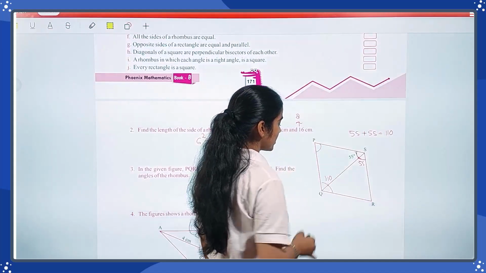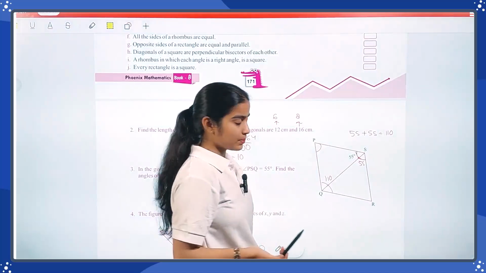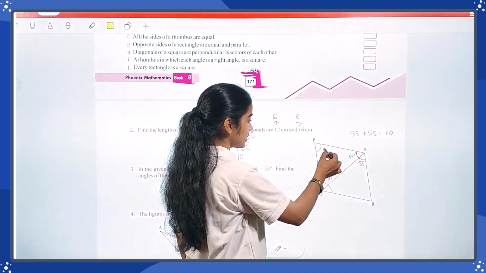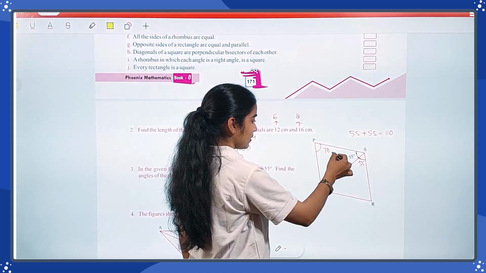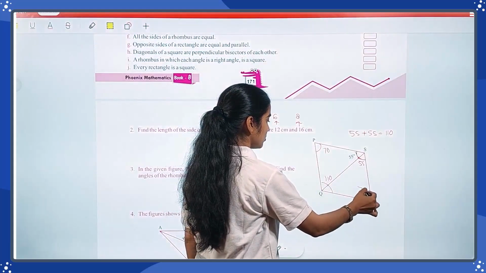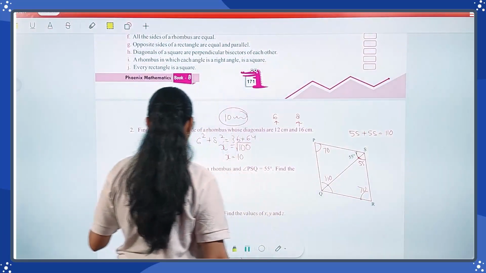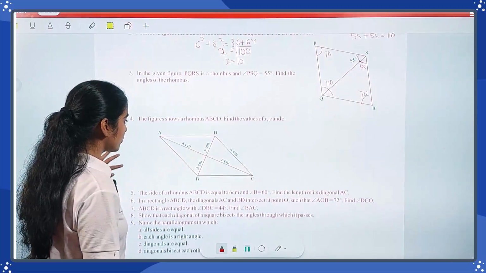And the sum of adjacent angles is supplementary, 180 degree. So if this is 110, this means it is also 70. And if this is 70, it means this is also 70. So here are your angles. So in that way you have to solve the rest of your questions.